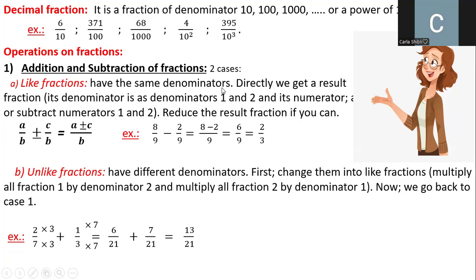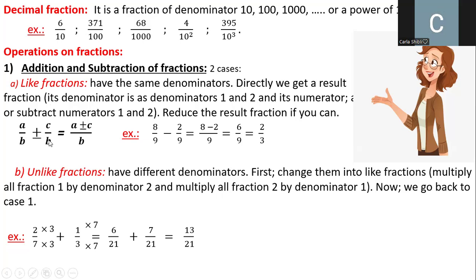So the denominator of the first fraction and the denominator of the second fraction are the same. Directly here, I get the result fraction. Its denominator is the same as the denominators of fraction 1 and fraction 2. And the numerators, we add or subtract numerators 1 and 2. Then we reduce our result fraction if this is possible. For example, a over b plus or minus c over b.